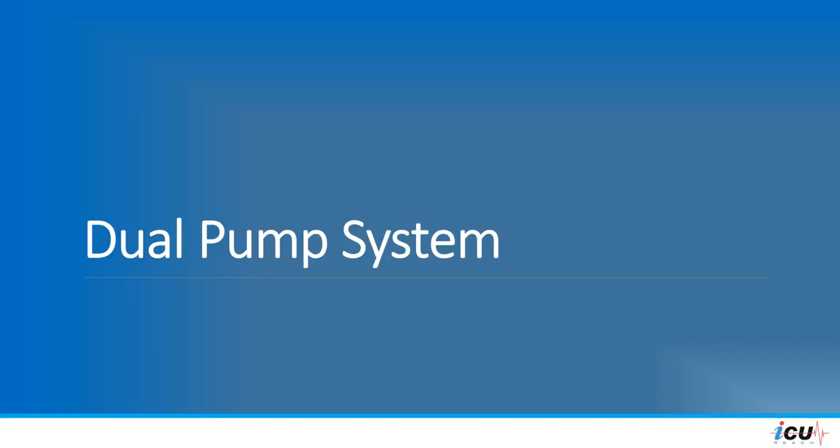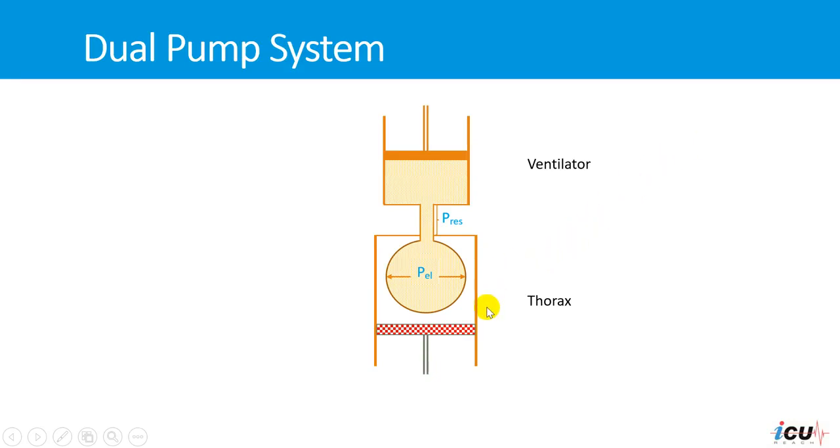In order to understand asynchrony on mechanical ventilation, we need to look at the ventilator and the respiratory system of the patient as a dual pump system. What we mean by that is that if the patient is intubated on mechanical ventilation, the forces that need to be overcome in order to get the air in are the resistive forces of the airways and the elastic forces of the lungs and chest wall.